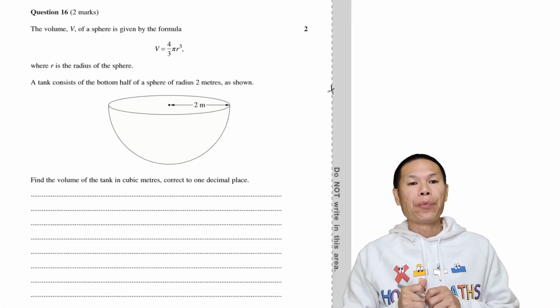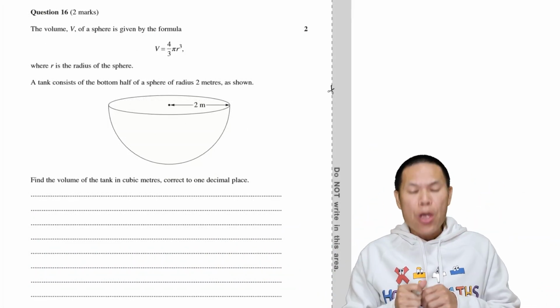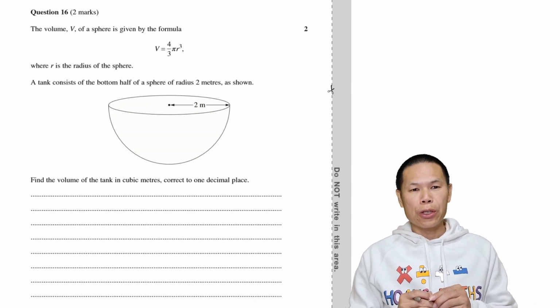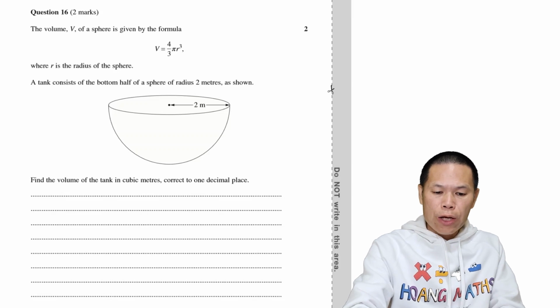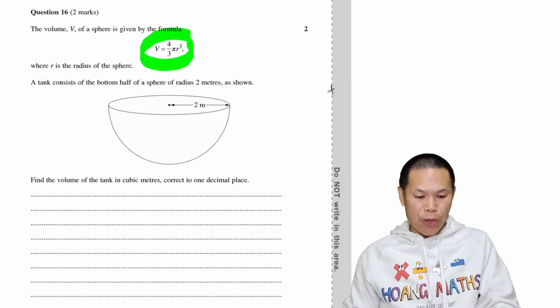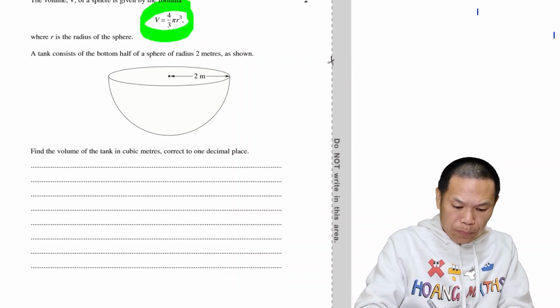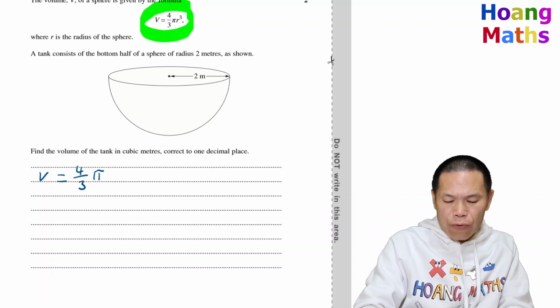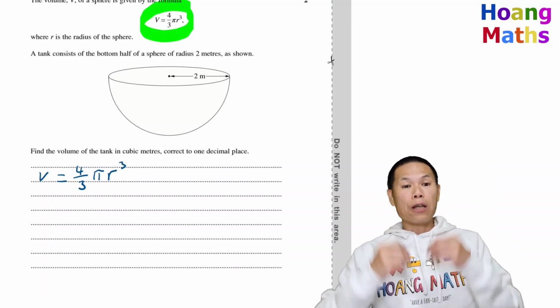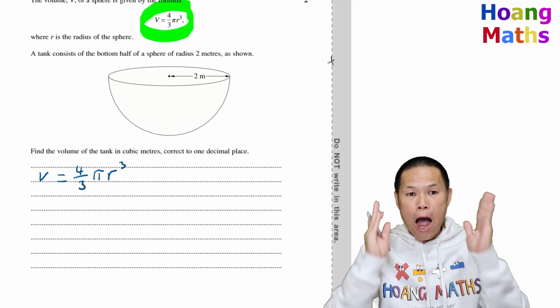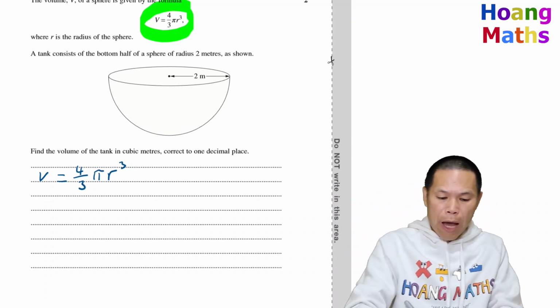Question number 16. We need to work out the volume of this half of a sphere, and the radius is 2 meters. First of all, we know that the volume of a sphere is 4 over 3 pi times the radius cubed. And don't forget, this is the whole sphere. Then we only need to work out half of it, so we just times by a half.